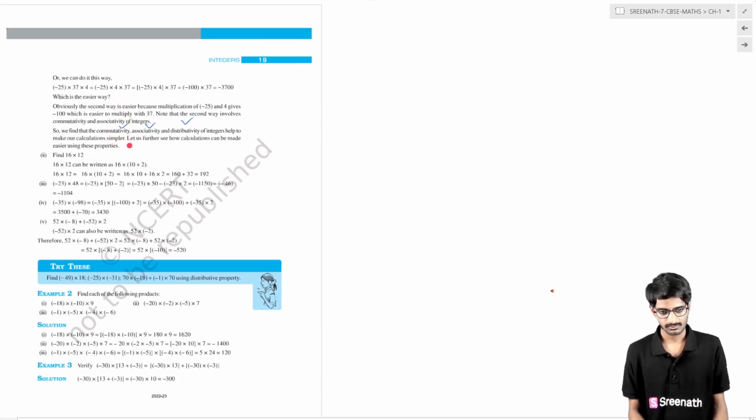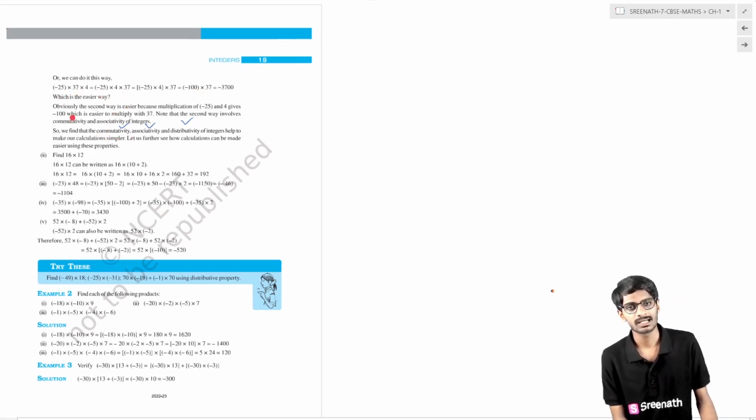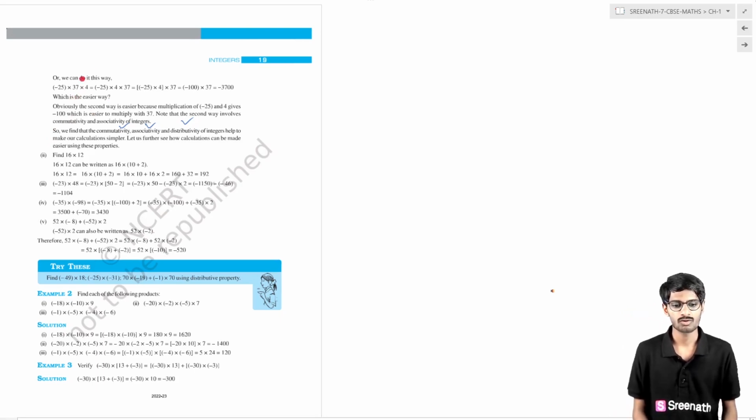Here we multiplied this in two ways. In the first way we have minus 25 into 37 into 4. We multiplied minus 25 and 4 first: minus 25 into 4 is minus 100. We multiplied these two at a time, and then this gives minus 100 into 37. We will get minus 3700.